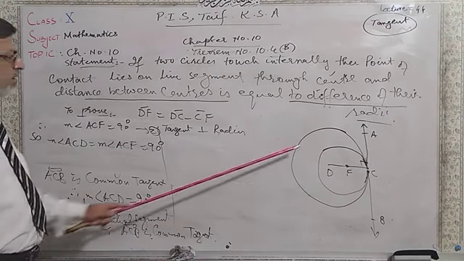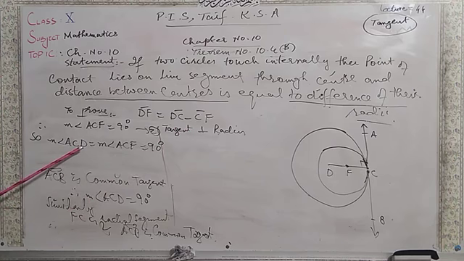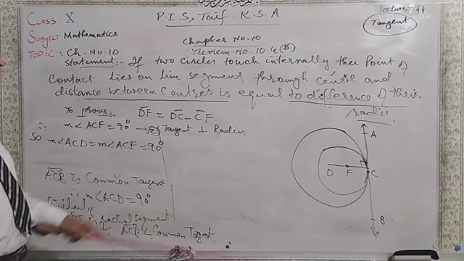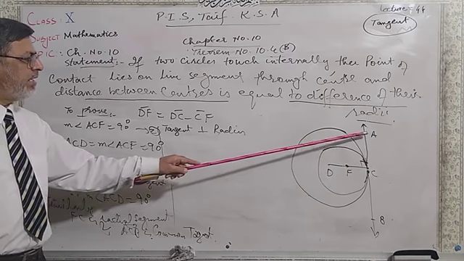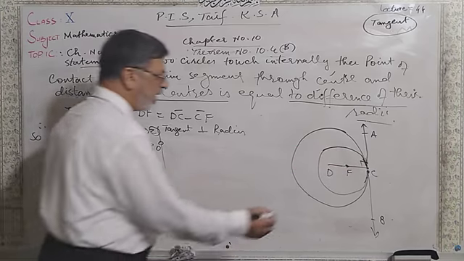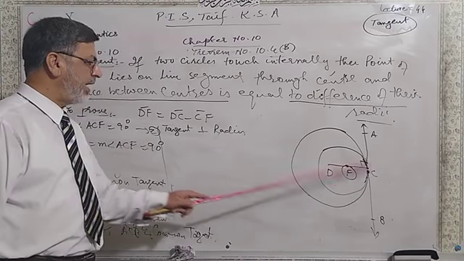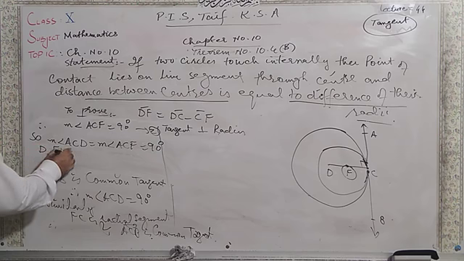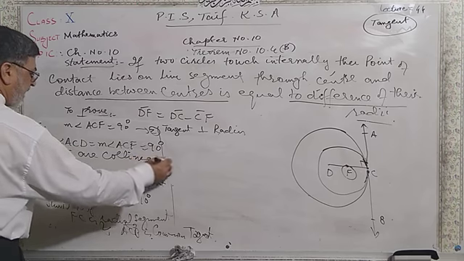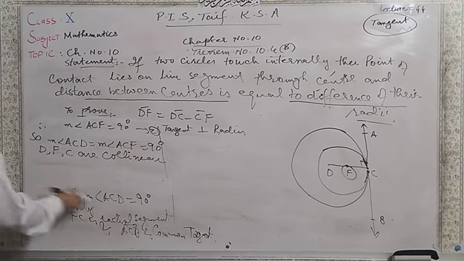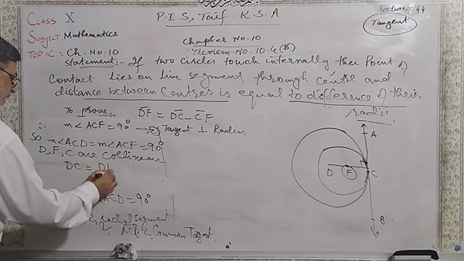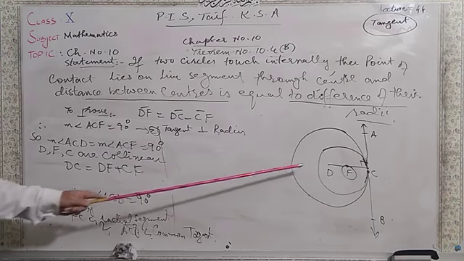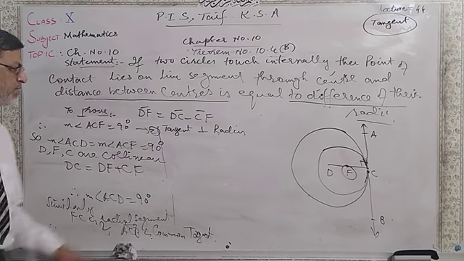Dear students, again, from 1 and 2, we can say that angle ACD is equal to angle ACF is equal to 90 degrees, which means that these two angles both coincide, with F between C and D. If F is between C and D, then D, F, C are collinear. If they are collinear, what will be the result? Definitely, DC is equal to DF plus FC.